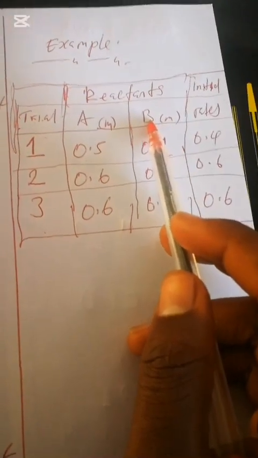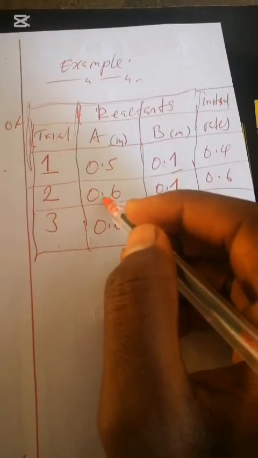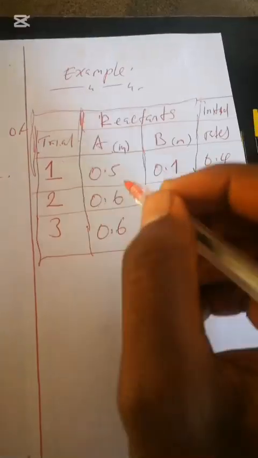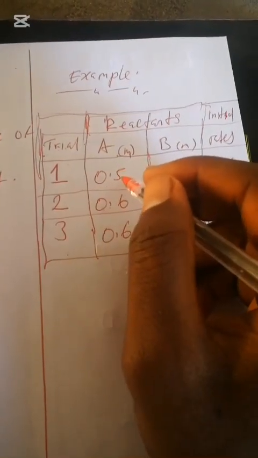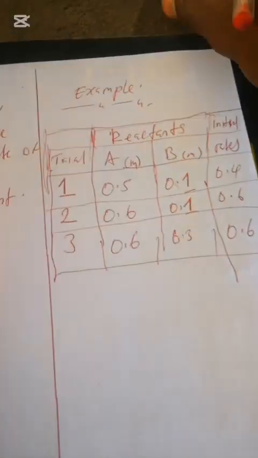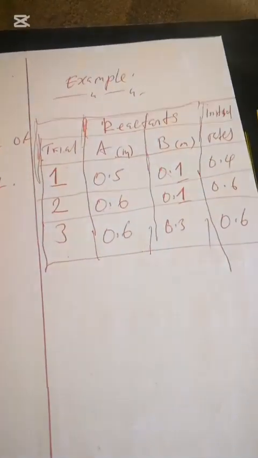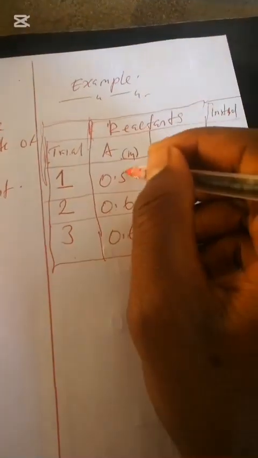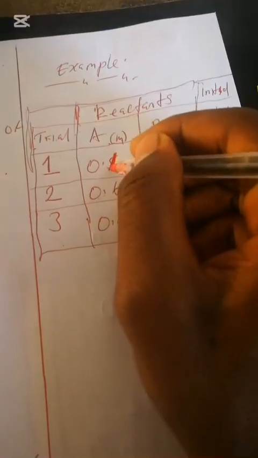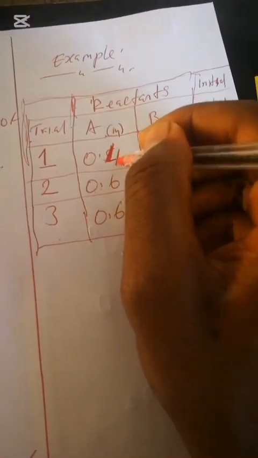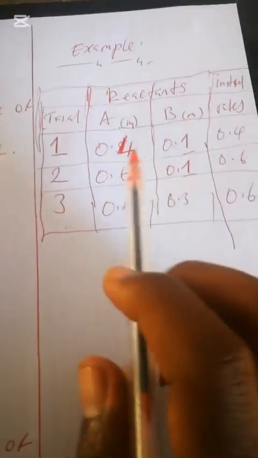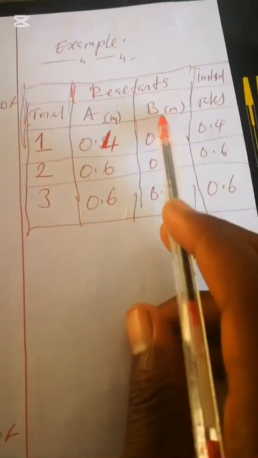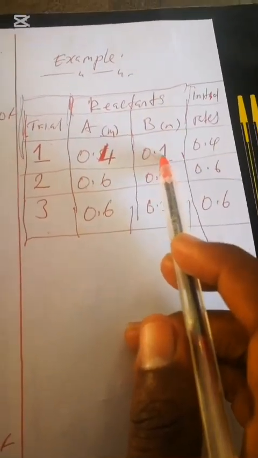For the second, B, oh, it's not 0.5. What should it be? Okay, let me confirm with the document. It should be 0.4. So in the first round, 0.4 for the reactant A, and the concentration for B is 0.1.